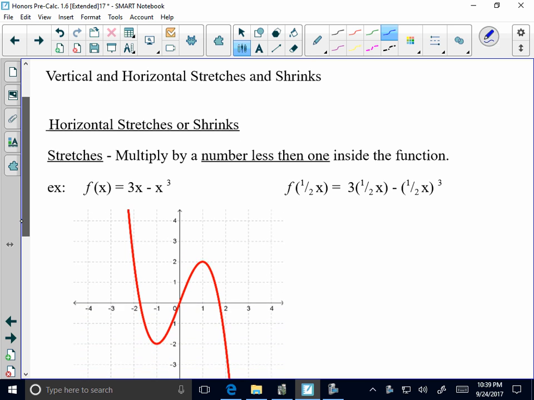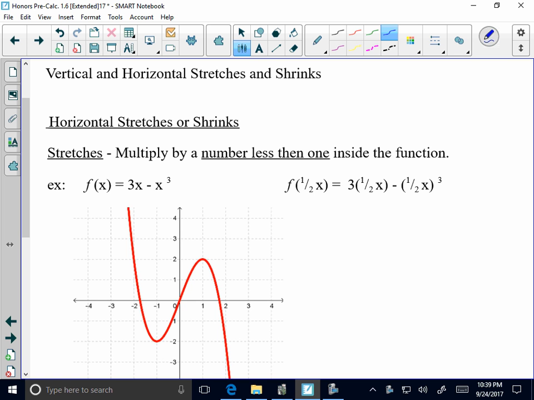In general, we're going to tackle it in a very similar way to the way that we looked at horizontal shifts. So right here, I'm going to look at one ordered pair and then think about what I would have to do to the x values to give me that same function value. In general, we're going to say that a horizontal stretch happens when we multiply by a number less than 1 inside the function, right?